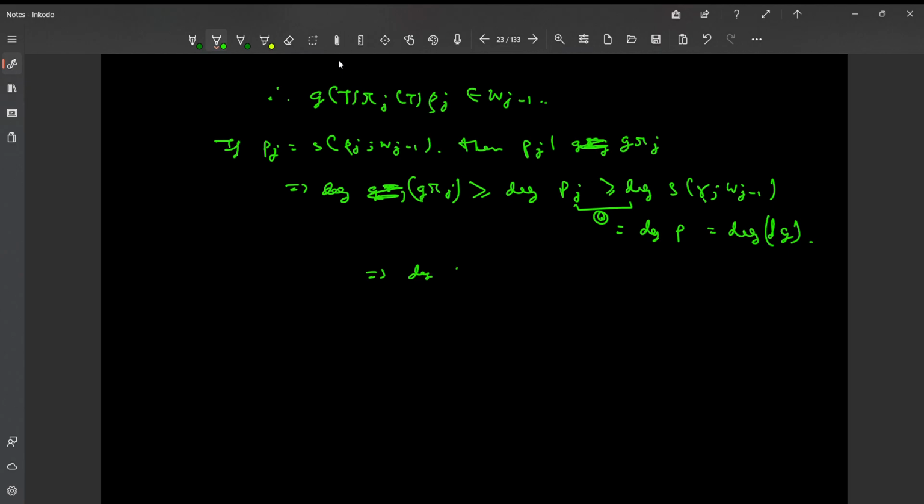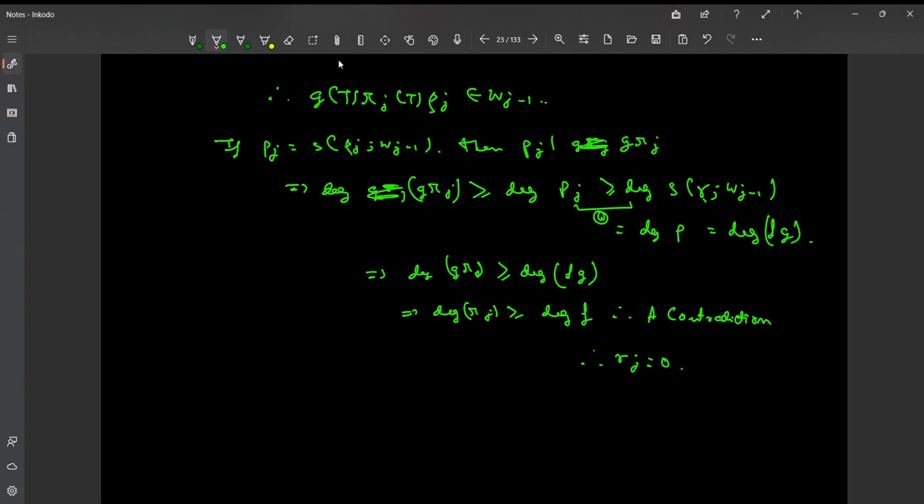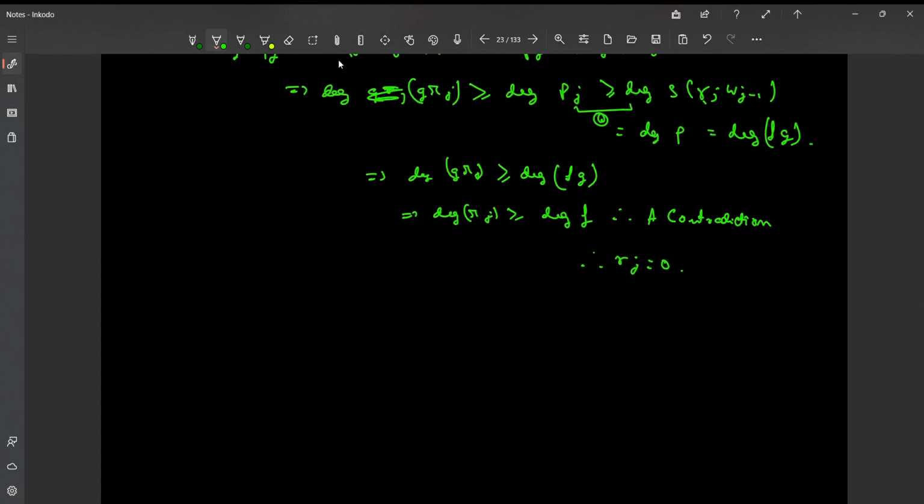Okay. So what does this mean? This means degree of G Rj is greater than or equal to degree of Fj, right? But that means degree of Rj is greater than or equal to degree of F, right? Therefore a contradiction, because degree of Rj by the division algorithm should be less than F, otherwise Rj must be 0, right? A contradiction.